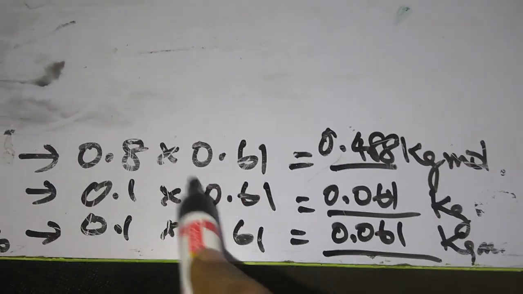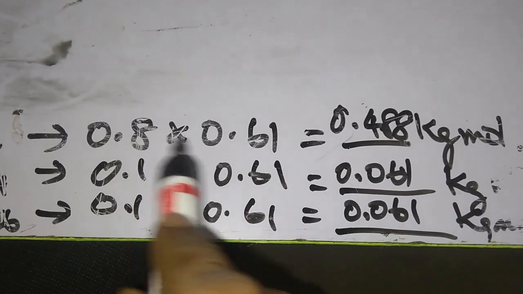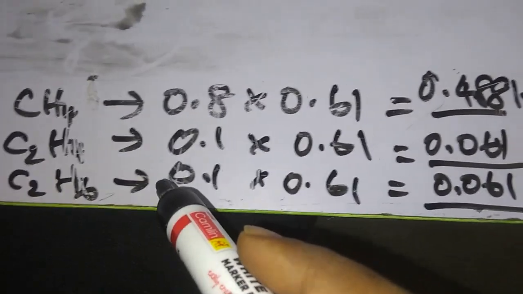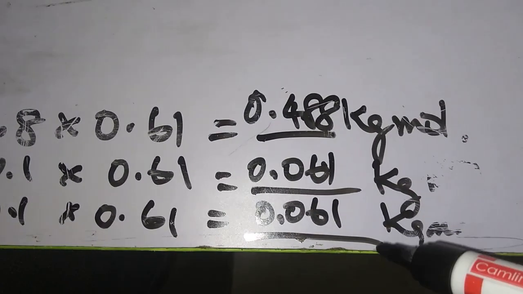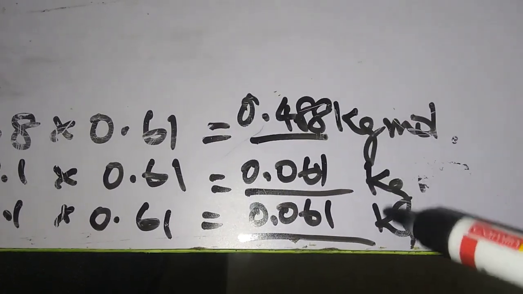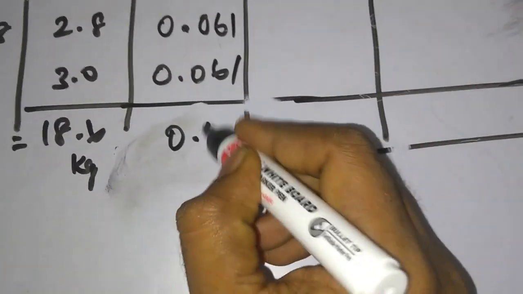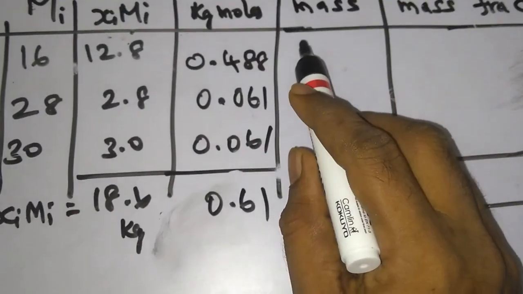So out of total 0.61 kg moles, 80% is CH4, 10% is C2H4. Okay, so we have obtained the values 0.488, 0.061, 0.061. We have written them in the table. So total is 0.61. Then how to get mass?